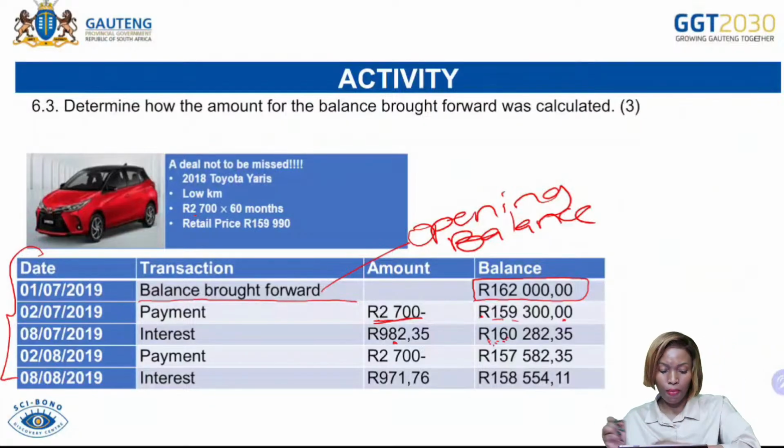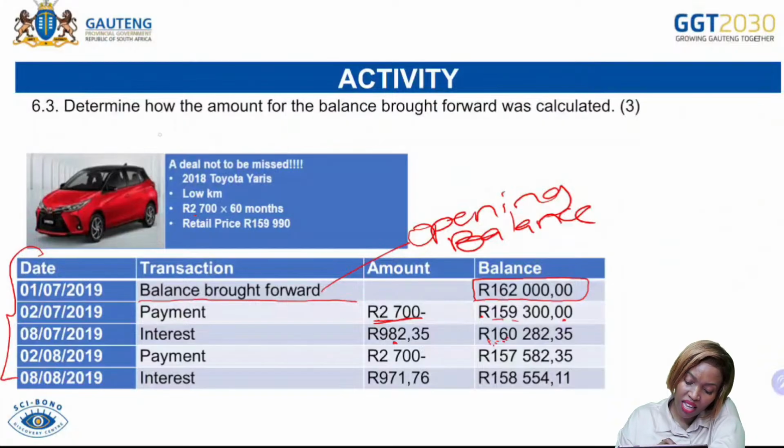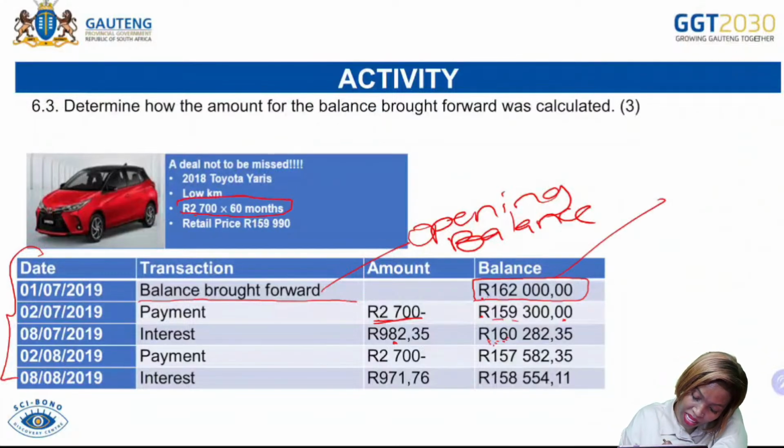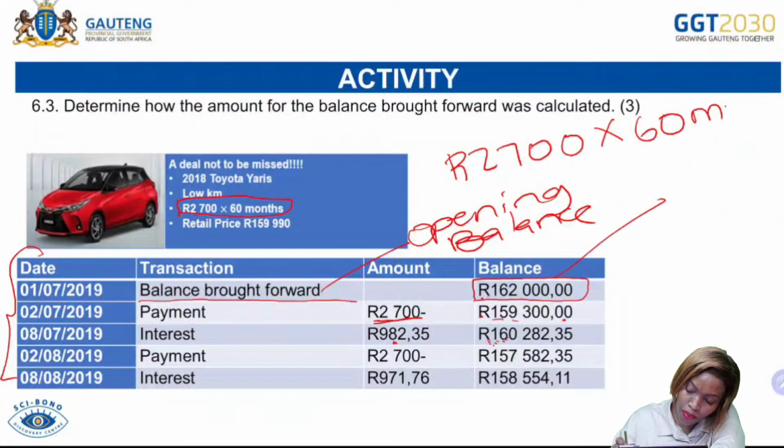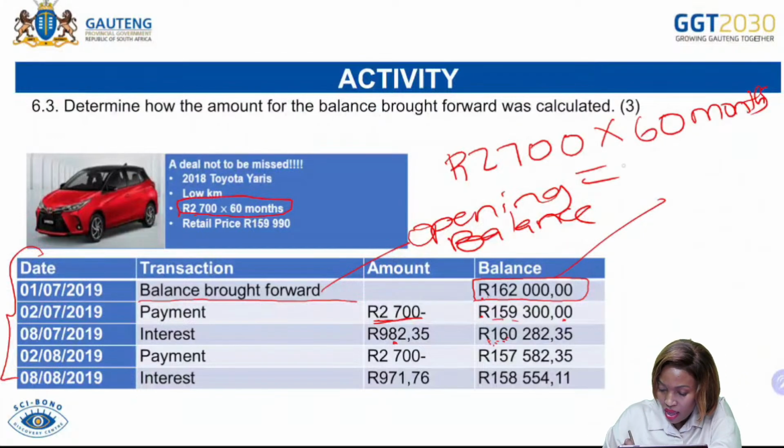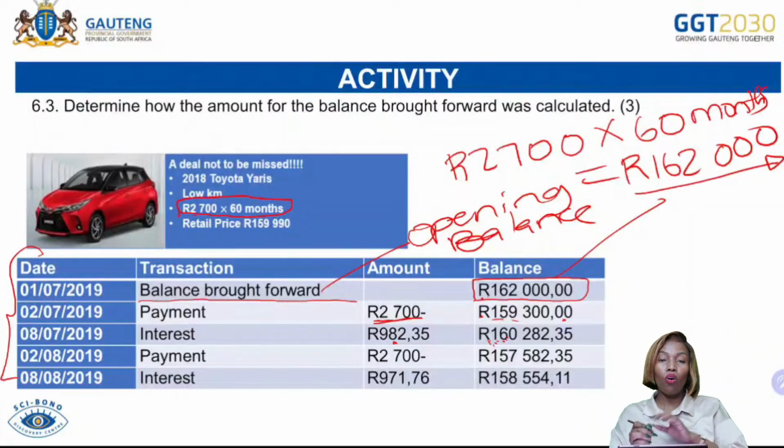Hence, you see here that now the amount has increased to 260,282. Now, let us see what's happening here. Determine how the amount for the balance brought forward was calculated. This 162,000, how was it calculated? It is the monthly installment multiplied by the number of months. The 2,700 multiplied by 60 months is equal to, punch in your calculators there, I'm getting 162,000 rand. So that is how the opening balance was determined.